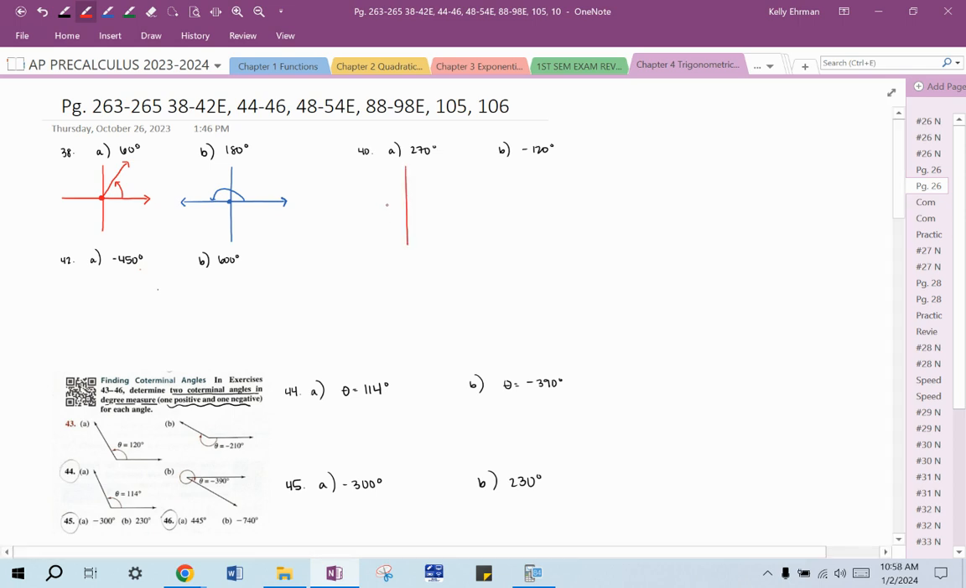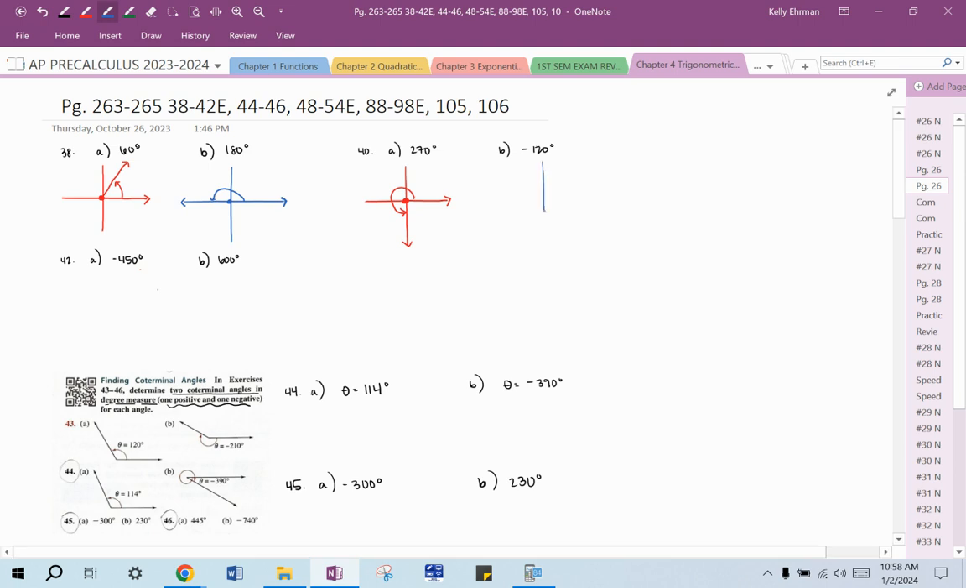270 degrees. Origin, positive x-axis for the initial side. 270 is all the way down at the bottom of the circle. If you're not familiar with some of these, you need to figure out each quadrant is 90 degrees, right? So 0, 90, 180, 270, 360. That's where these are coming from.